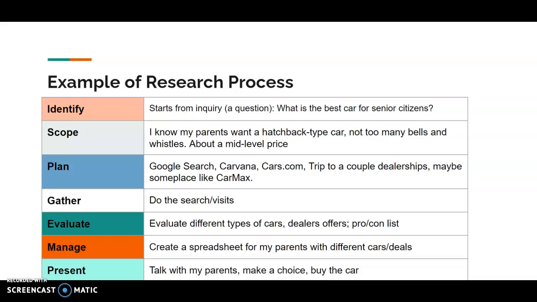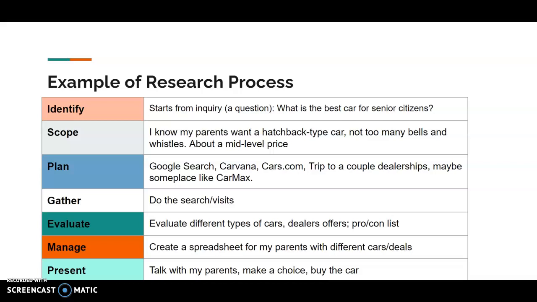All right, so then it'll be time for me to gather, to do the search, to go on the visits to the sites. And once I do that, then I can evaluate the different types of cars. I can think about the dealer's offers, maybe make a pro-con list once we narrow it down to maybe a couple different kinds of cars that we think they're interested in.